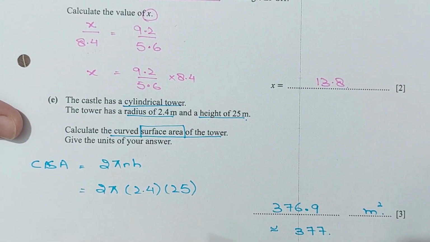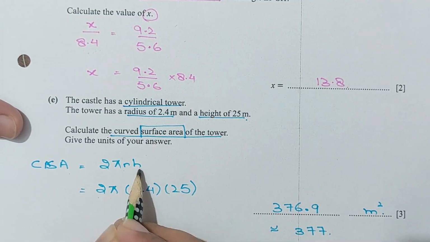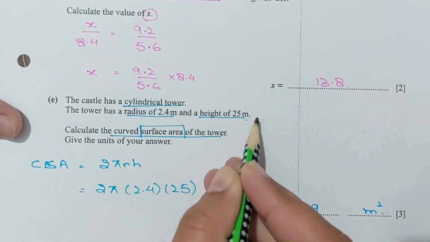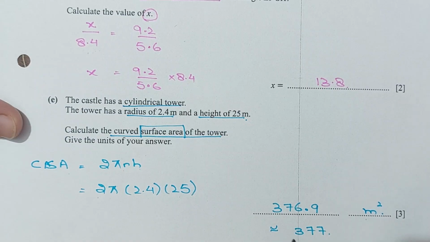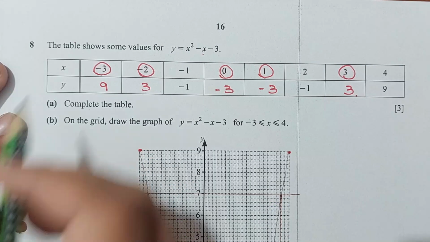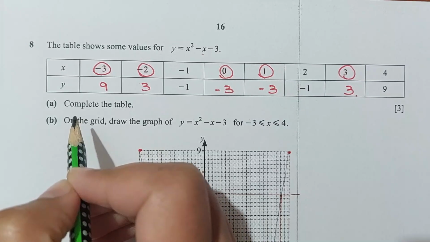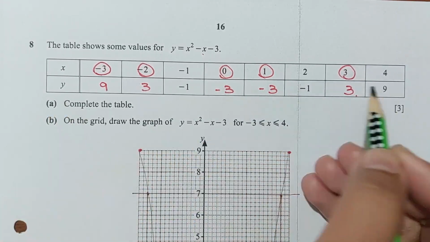So we know the formula that the curved surface area of a cylinder is 2 pi r h. 2 pi, radius is 2.4 meters, height is 25 meters. Meters times meters, this would be meter squared. So that is the answer after multiplying all these. Now question number 8, again the same thing. I forgot to record it, but I solved it.